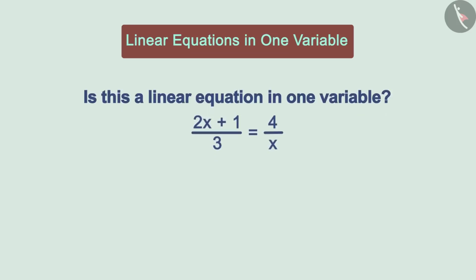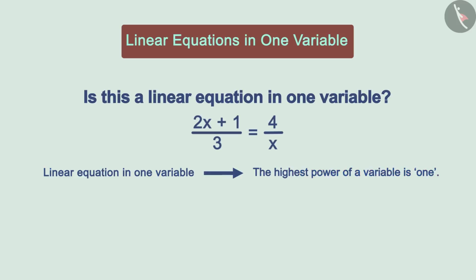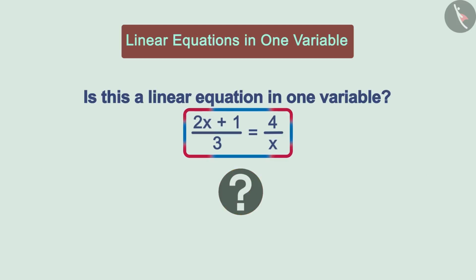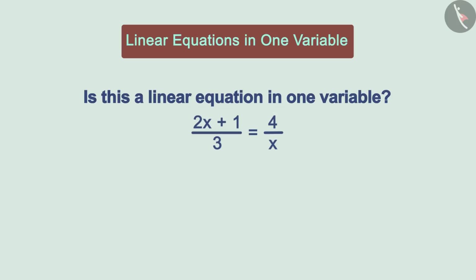We know that the equation is a linear equation in one variable when its highest power is 1. Notice that in this equation, the highest power of the variable is 1. So this should be a linear equation, isn't it? Wait, don't jump to any conclusion. Before we examine the highest power of the variable, we should try to simplify the equation.